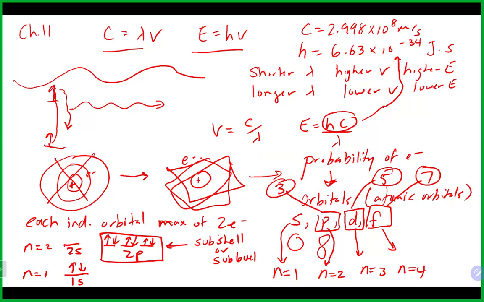Any energy level where there are d orbitals found, you can max out the d subshell with 10 electrons, 2 in each. And any energy level where there are f's, you can max out at 14 electrons if you fill the entire subshell or sublevel.